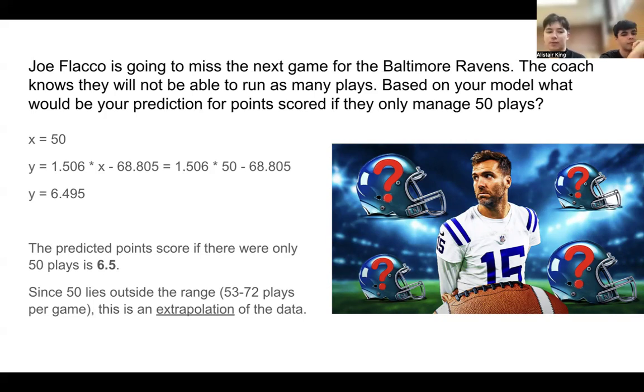Here we get 6.495. So the predicted points scored if there are only 50 plays is 6.5, so you could round up and say 7, or round down and say 6. But since 50 lies outside the range of the data, we didn't see anything with 50 in our data set. The range was 53 to 72. This is an extrapolation of the data based on our linear regression model.